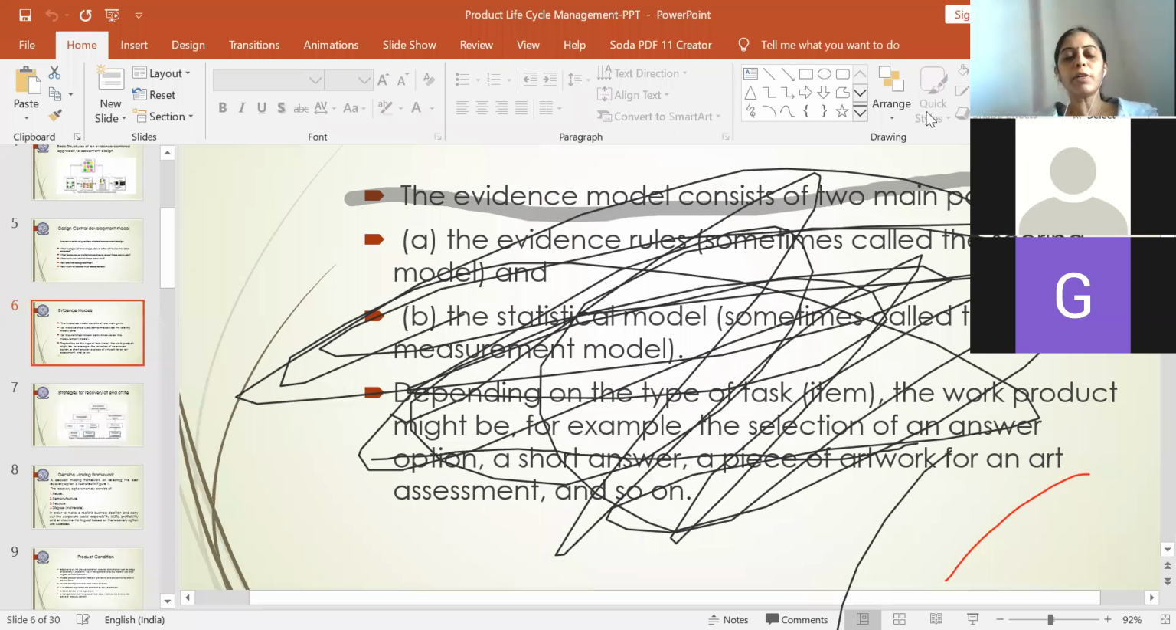So the evidence model consists of two types. One is the statistical model and the other one is the scoring model. Depending upon the type of task which has been assigned, they will go with either the scoring model or the statistical model. Every model cannot be oriented with the statistical. So it depends upon which product and what task. Based on the task, it will be evaluated either through the statistical or the scoring model.